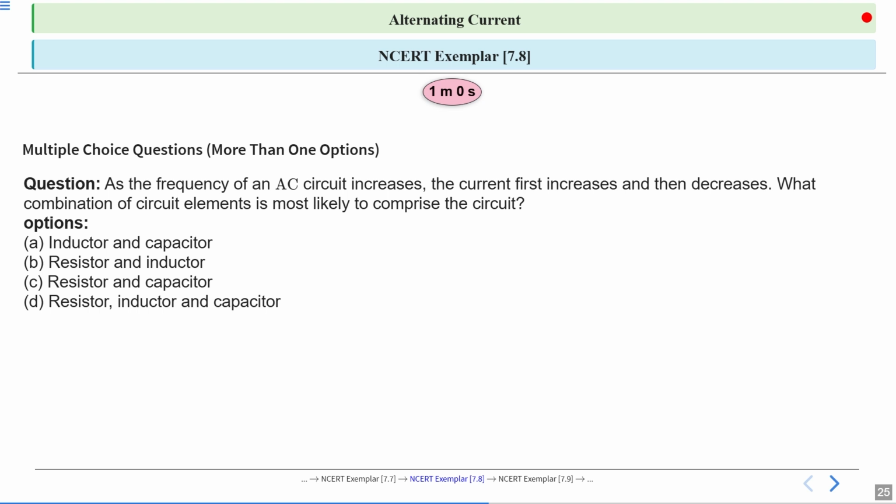We have discussed in that topic which components among resistance, inductor or capacitor are necessary to comprise the circuit. Options are inductor and capacitor, resistor and inductor, resistor and capacitor, resistor, inductor and capacitor. Out of these four options, which options are correct? More than one option can be correct. I will give you some time to think about it.